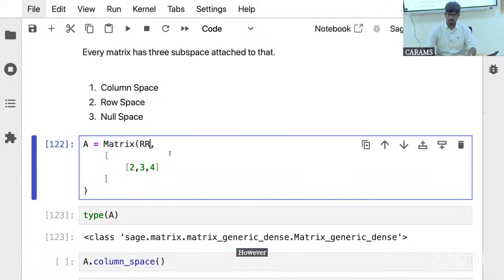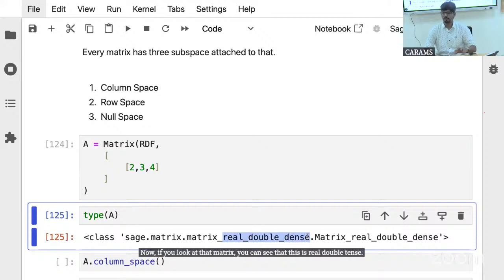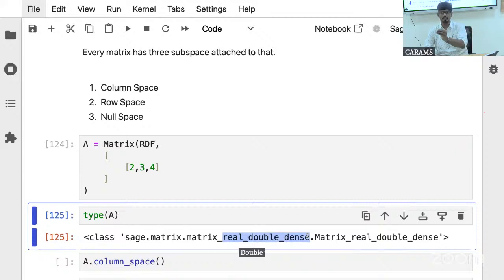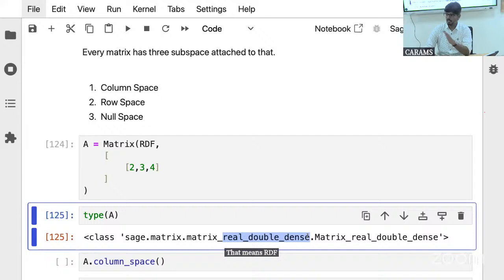However, I also have two different spaces called RDF and CDF. Now, if you look at that matrix, you can see that this is real double dense. That means it's just a double number. A double number is nothing but a real number with double precision. Double precision is equal to 53 bits of precision. That means it's fixed floating point arithmetic. RDF is the real double field. Instead of RR, if you use RDF, it's going to be much faster because it is going to work with fixed floating point arithmetic.